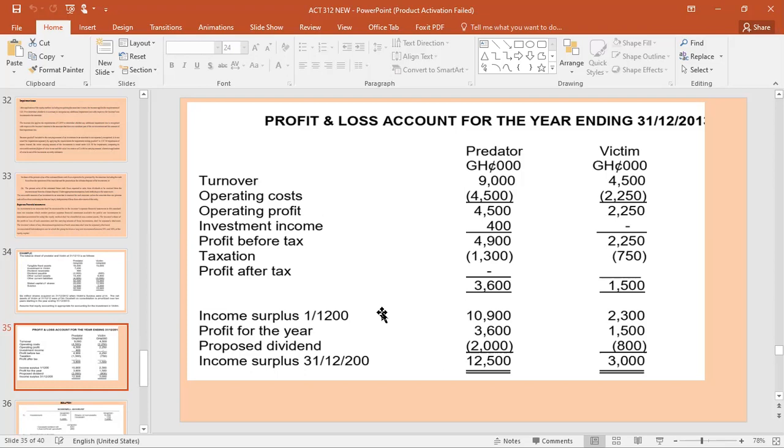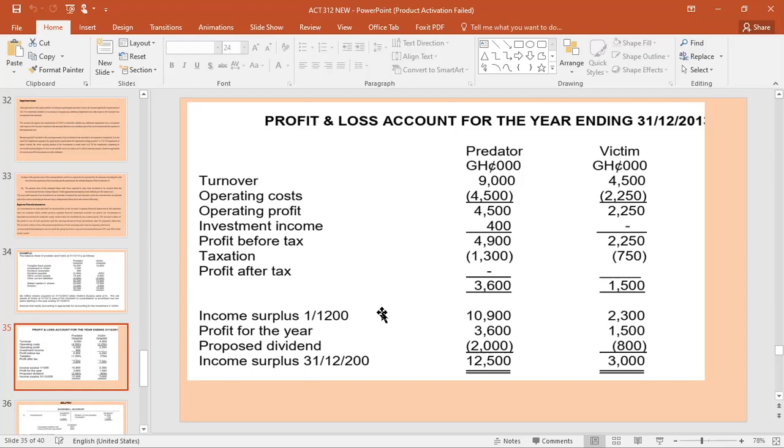So take note that whenever you see a consolidated profit and loss account, or a profit and loss account, there is going to be an income surplus attached to it. So these are all the information we have been given over here, and we have to consolidate this particular account.